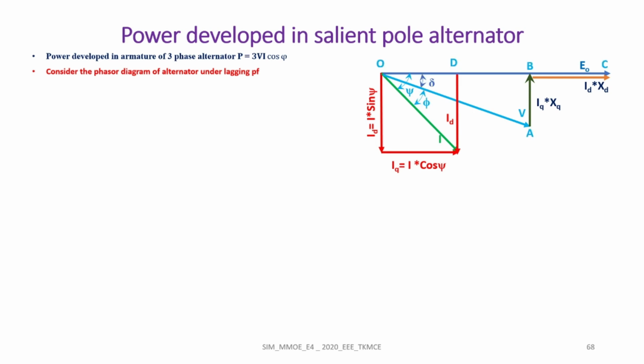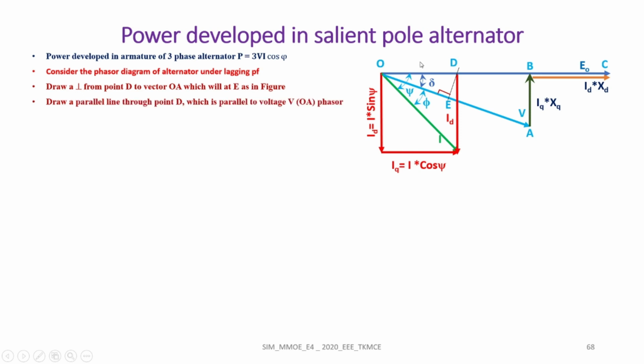Then let's mark different points as O, D, B and C. Then from the point D, we need to draw a perpendicular to this phasor V such that this angle becomes 90 degrees. Then from point D, we need to draw a line parallel to V phasor, that is OA phasor, so that again this angle becomes 90 degrees. Then from the tip of the current phasor, we are drawing a line parallel to this DE, so that a right angle triangle GFD or DFG is created.